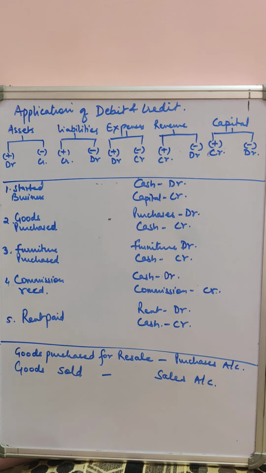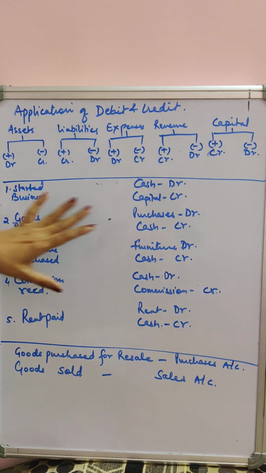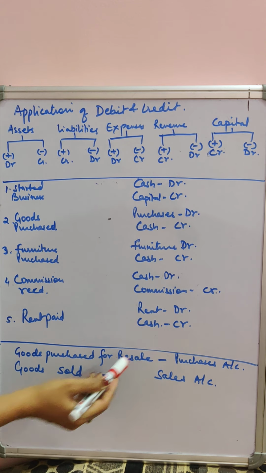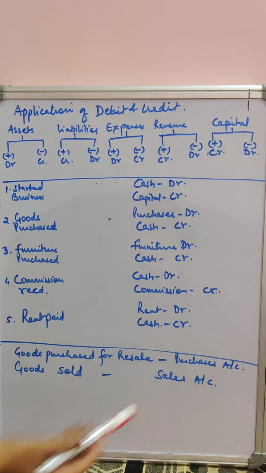Okay, moving on further, the next transaction says goods purchased for rupees 4,000, 8,000, whatsoever amount. We are not taking up the amount, we are only trying to understand what is to be debited and what is to be credited. So goods purchased: here the word goods means these goods are meant for resale. Any goods that are meant for resale will be transferred to the purchases account.